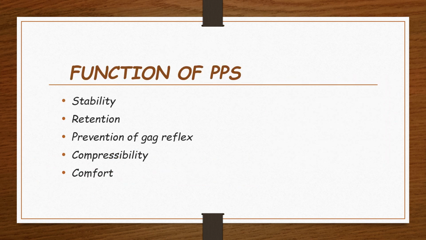What are the functions of PPS? It provides stability and retention to the denture. It prevents gag reflex for the patient, allows compressibility of the tissues, and it is comfortable for the patient.